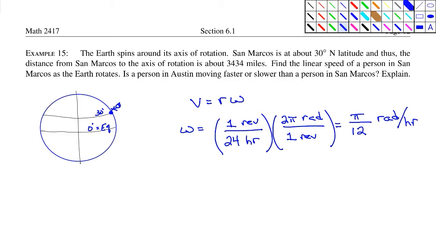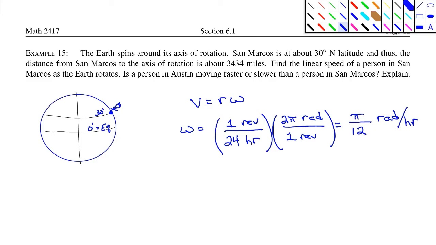Incidentally, in case you're wondering, that's 15 degrees. So there's 24 hours in a day. One rotation is 360 degrees. So that's 15 degrees an hour, which also explains why there's approximately 15 degrees between time zones. So if you want to know more about that, look that up.